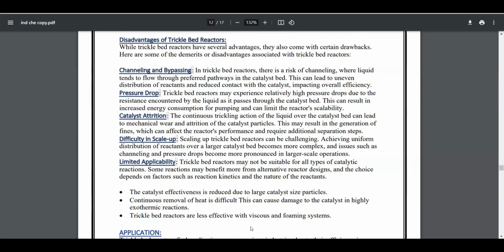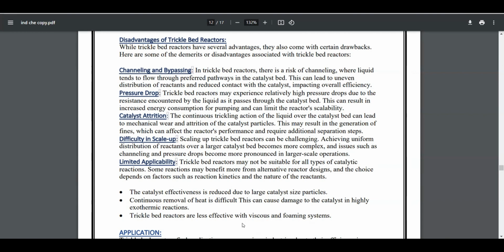And the second is the pressure drop. Trickle bed reactors may also experience relatively high pressure drops due to the resistance encountered by the liquid as it passes through the catalyst bed. When the liquid passes through the catalyst bed, it will face some resistance, so it can result in high energy consumption for pumping and can limit the reactor's scalability.